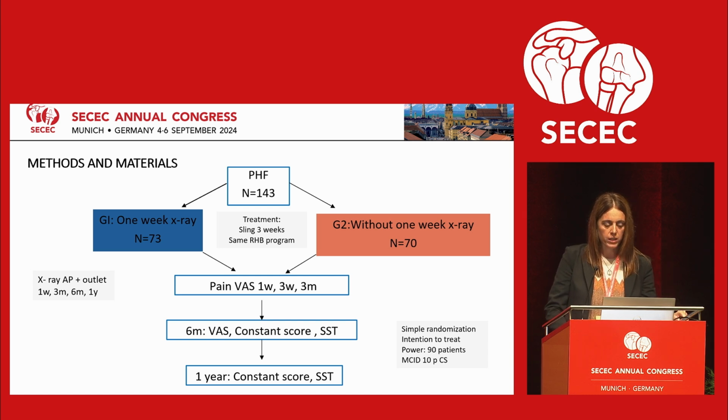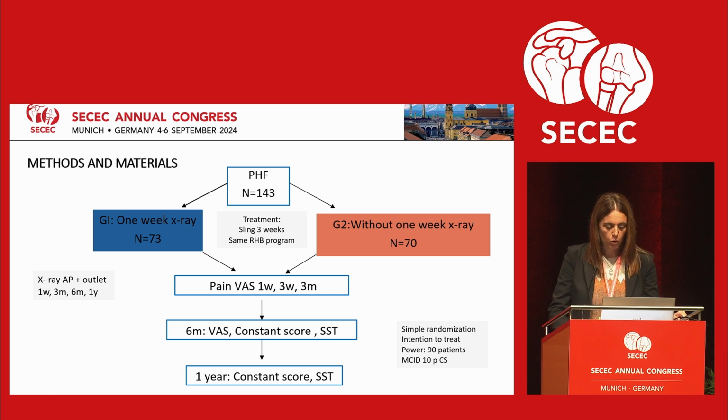143 were randomized into groups, group 1 with a 1 week X-ray control and group 2 without. All patients were immobilized with a sling for 3 weeks and then followed the same rehabilitation program. Pain was assessed with a VAS scale at 1 week, 3 weeks, 3 months, and 6 months.